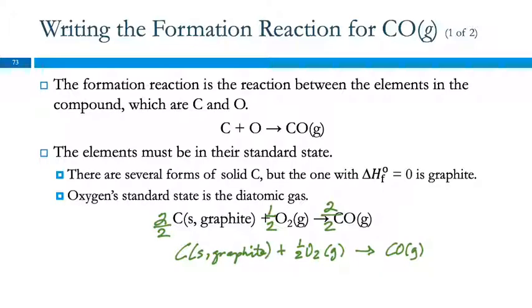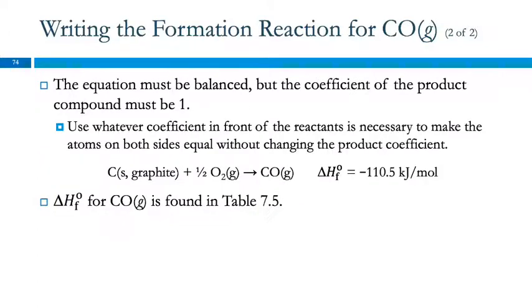So it's a little different than how we balance regular equations. We need to make sure that the product is 1 mole, and there's always 1 product. The reactants are always elements. So to balance this, we're going to use whatever coefficients we need so that we have a coefficient of 1 here. And then we can look up the standard heat of formation in the table. For this one, it's minus 110.5 kilojoules per mole.